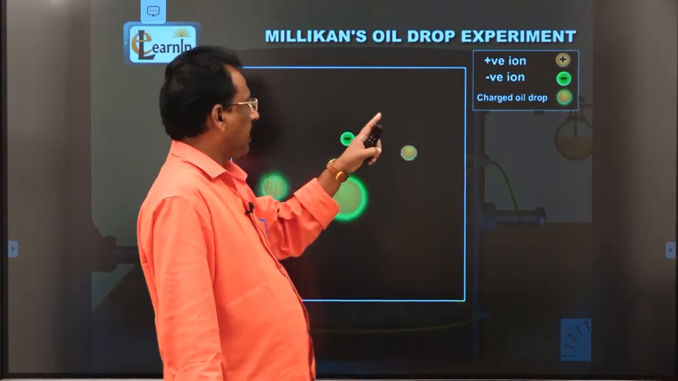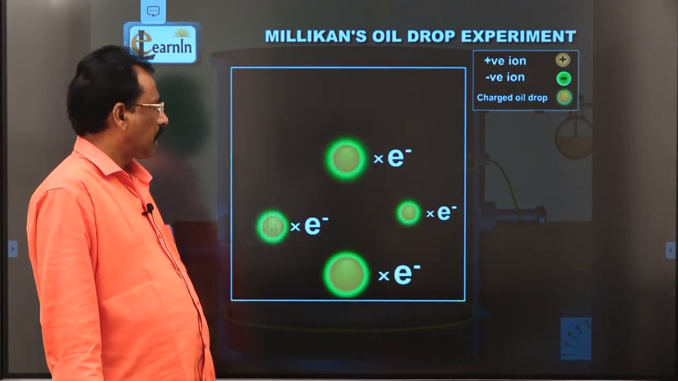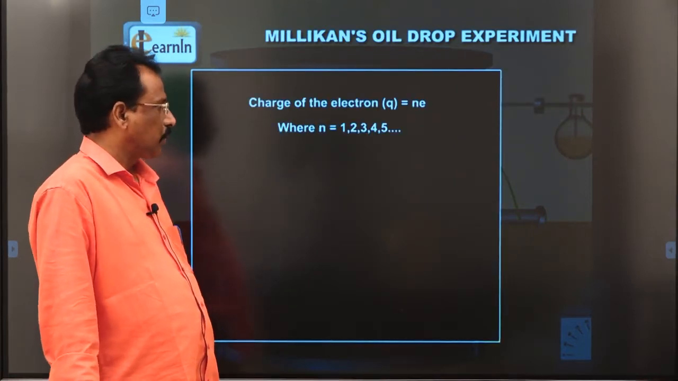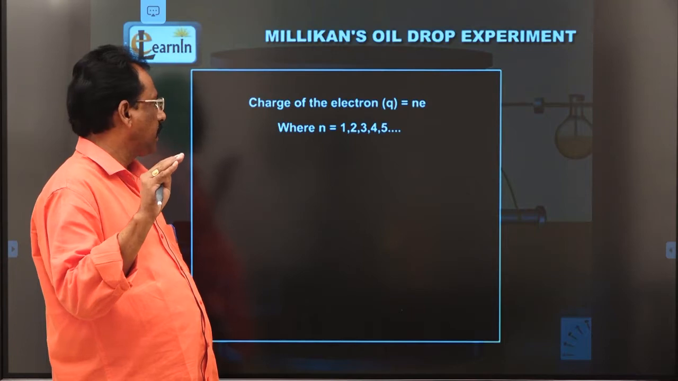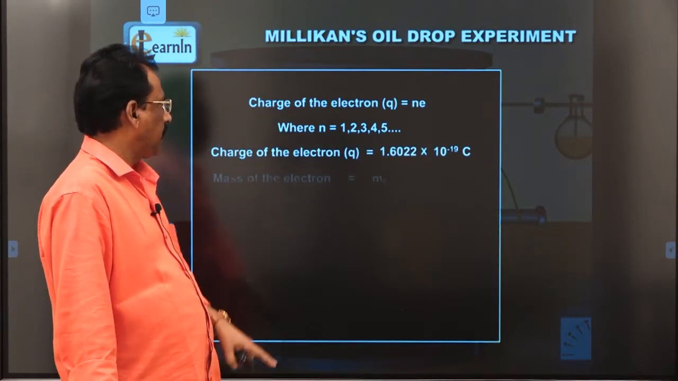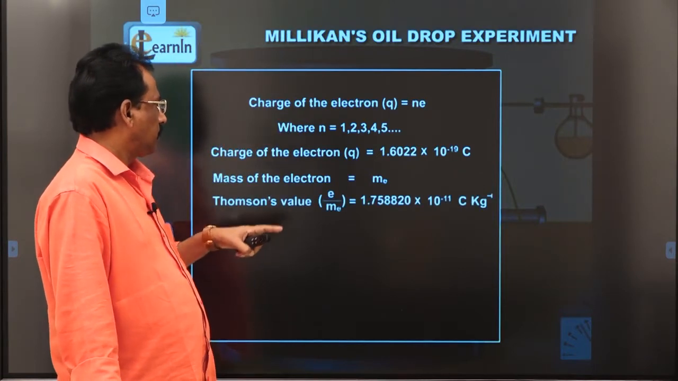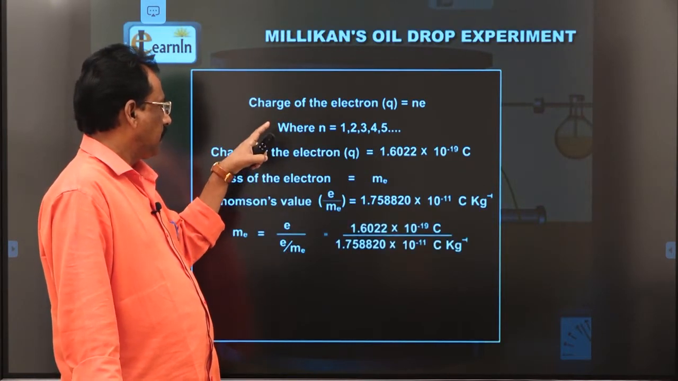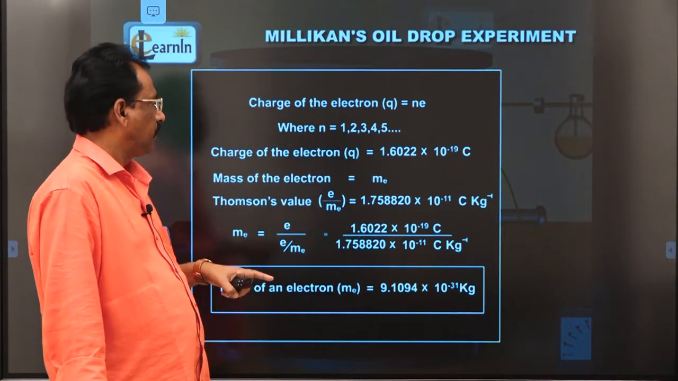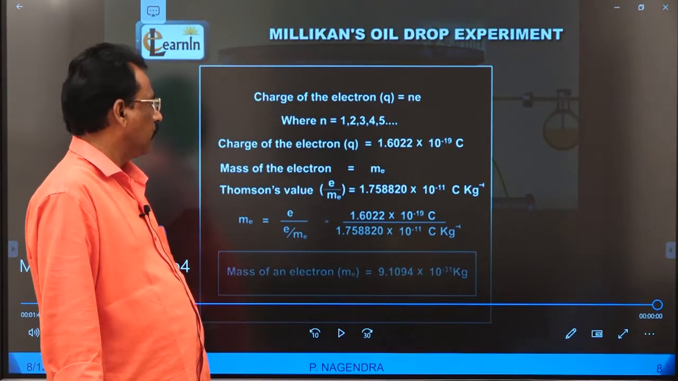So according to Millikan, charge of the electron in coulombs is minus 1.602 into 10 power minus 19 coulombs. According to Millikan, the magnitude of the charge of the charged oil droplets is equal to integral multiple of the electrical charge. That means Q is equal to n into e.